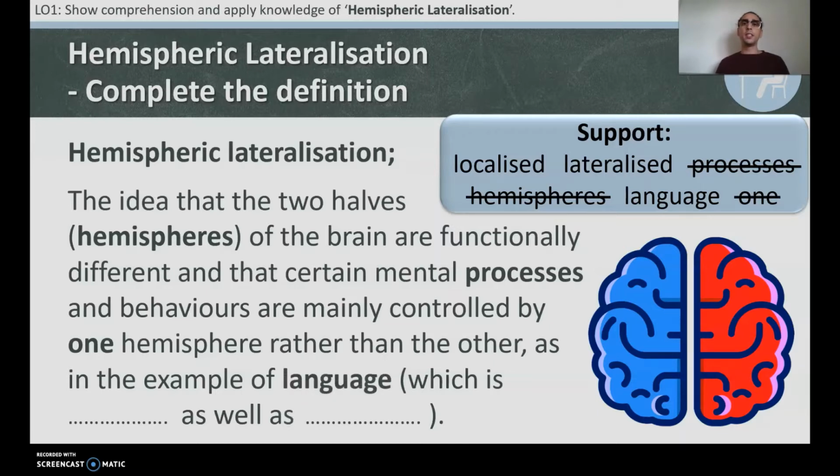language, which is localized as well as lateralized. It's on the left. Right, hemispheric lateralization, the idea that the two halves or hemispheres of the brain are functionally different and that certain mental processes and behaviors are mainly controlled by one hemisphere rather than the other, as in the example of language, which is localized as well as lateralized.